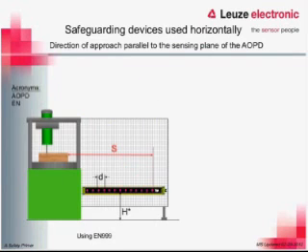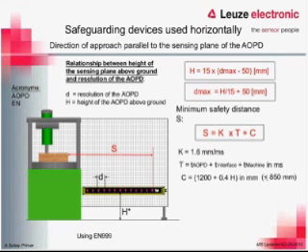So what if we're using our AOPD in a horizontal configuration? Well, we have our minimum height that we also need to look at, our resolution. So in this situation, depending on the height of the light curtain, that will determine our safe distance, based upon the fact that a person could step into this field, a full human step, before actually triggering any part of this light curtain.